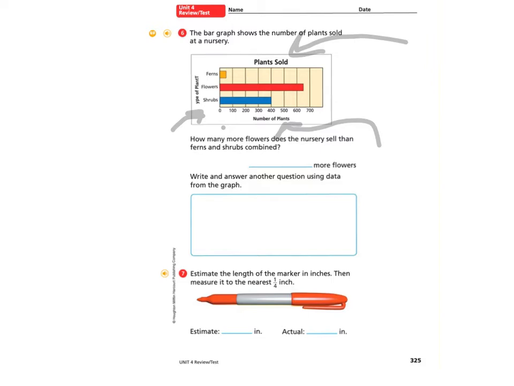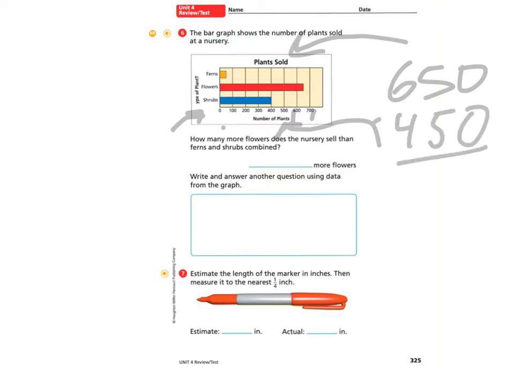So flowers to me is right in between the 600 and the 700, so that would be a 650. And then it looks like shrubs is 400 and ferns looks like 450, which works pretty well for a subtraction problem because I don't have to ungroup anything. It looks like 200 more flowers. So not too bad.